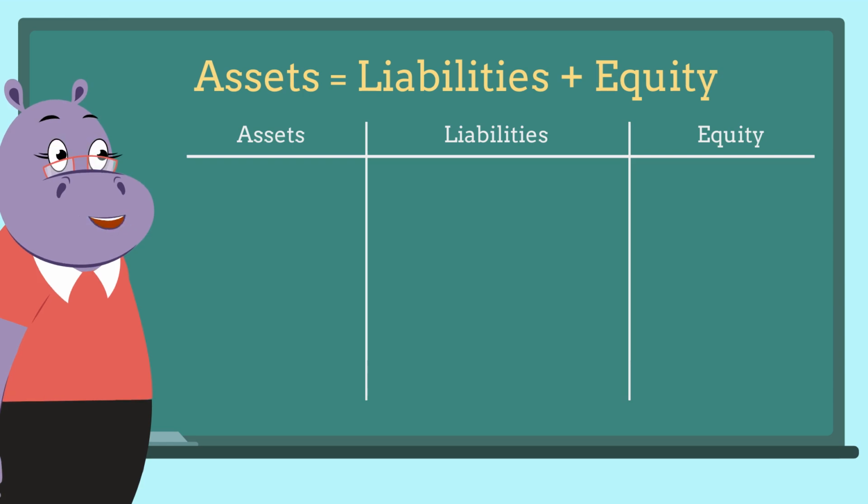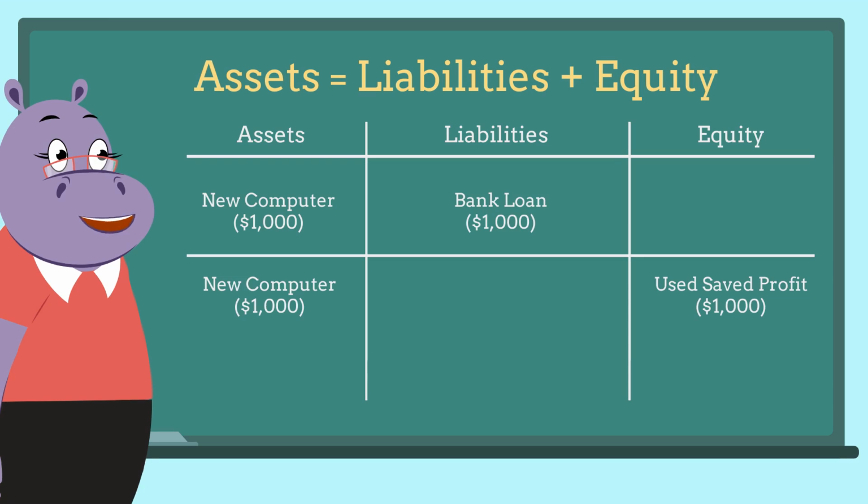For example, if a company buys a new computer, which is an asset, it must either increase liabilities, like taking out a loan, or increase equity, like using saved profits.